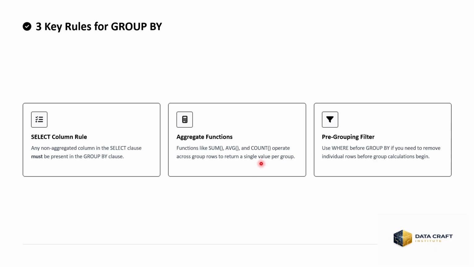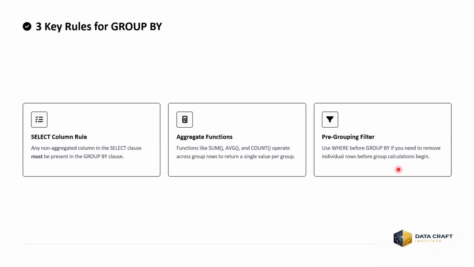Aggregation functions like sum, average, count operate across the group of rows to return a single value per group. So when you apply a GROUP BY clause, you will only get one row per group. This is very important. For pre-grouping filters, we need to use WHERE before the GROUP BY clause if you need to remove individual rows before group calculation begins.